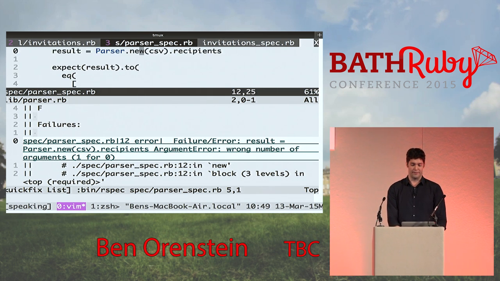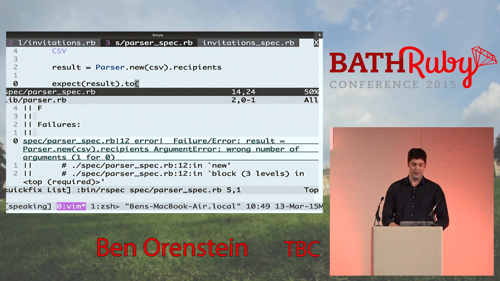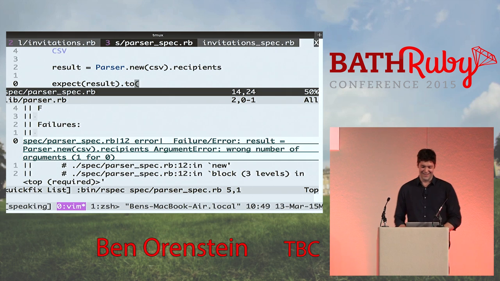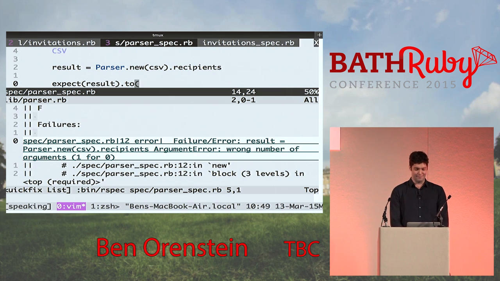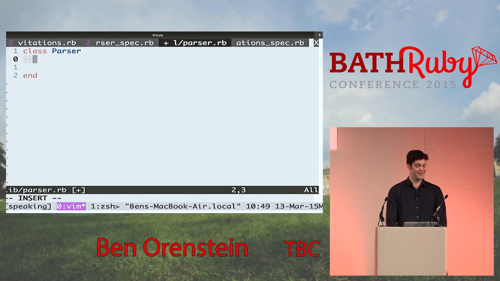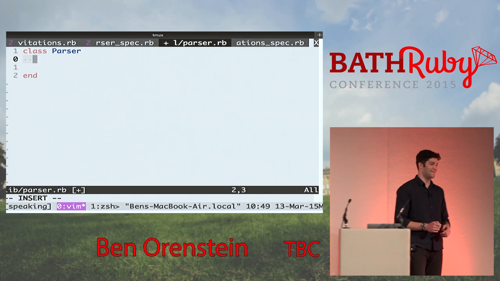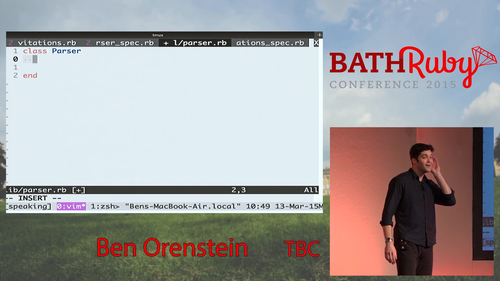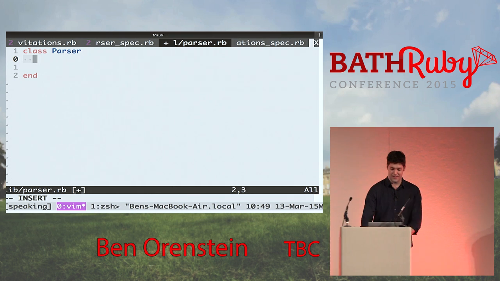Let's now fix this argument error. We have a wrong number of arguments, 1 for 0. Anybody know how to fix that? Yeah. Confidence. Someone's like, yep, I got it. How do we fix it? What do we do? He's like, oh, I have to actually answer the question. What's that? We need an initializer, absolutely.